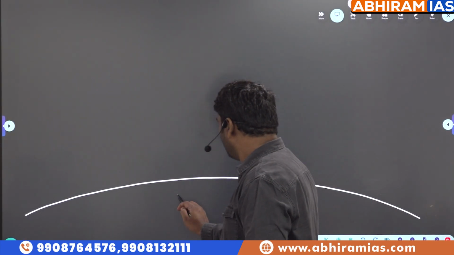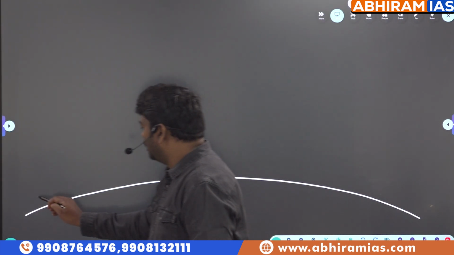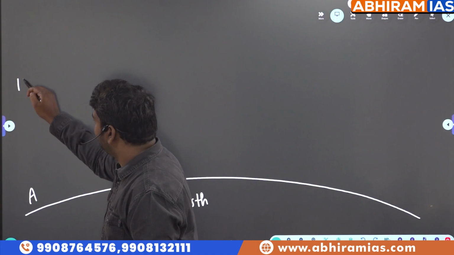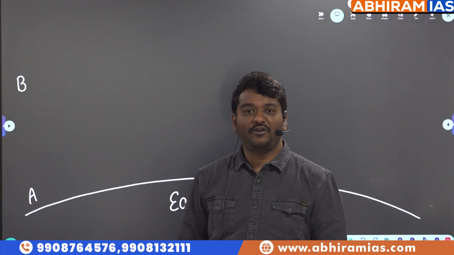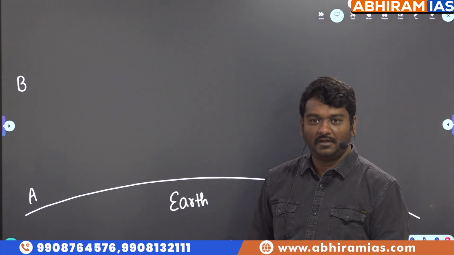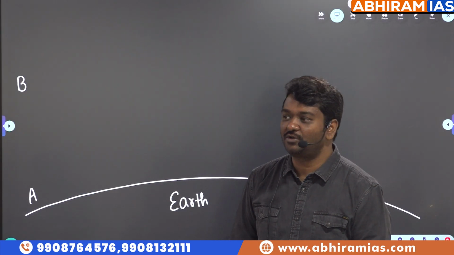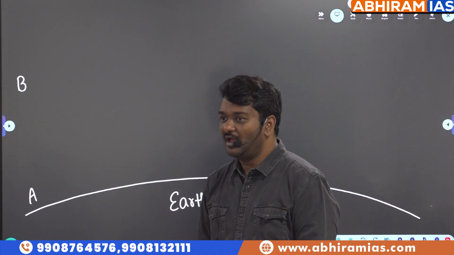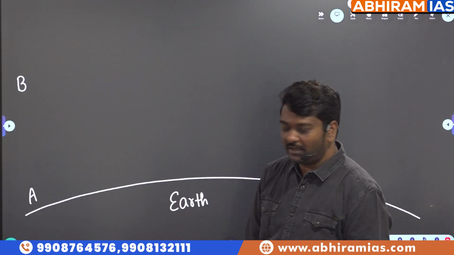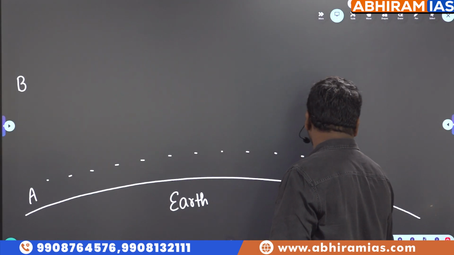Okay. Can you tell me, if I take A and B, where will you have more air particles? Where will you have fewer air particles? A will have more, B will have less. That means, can I say closer to the earth, particles will be more. Away from the earth, particles will be less. You already have a larger number of particles here.